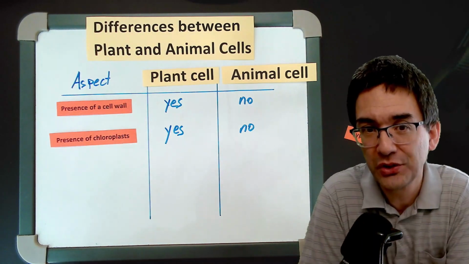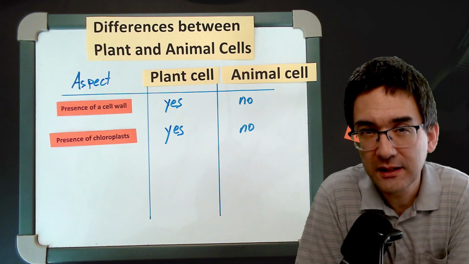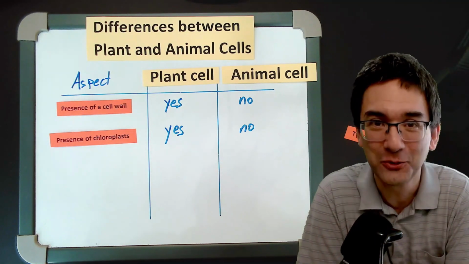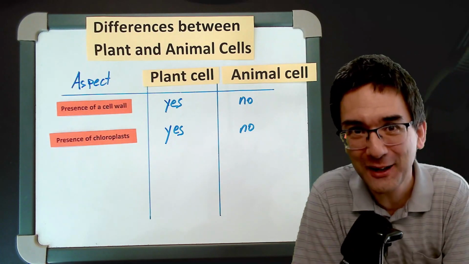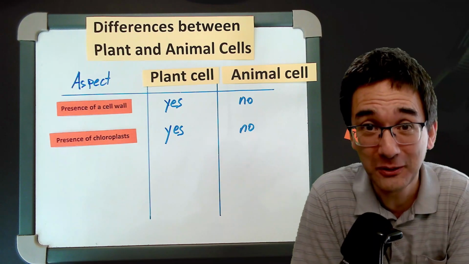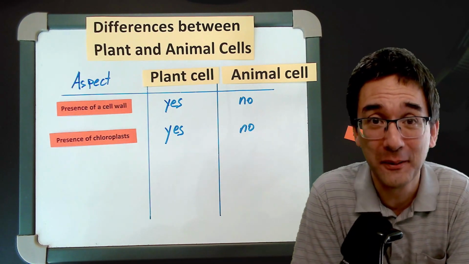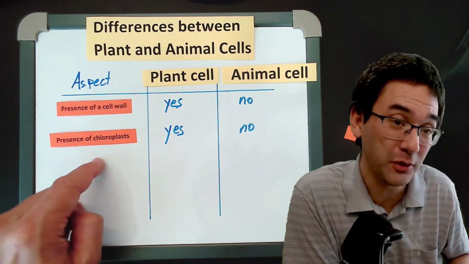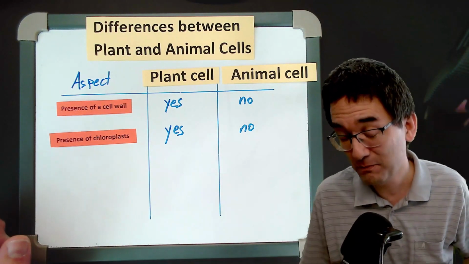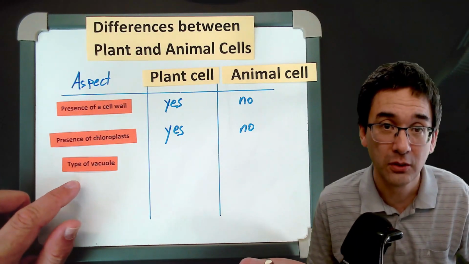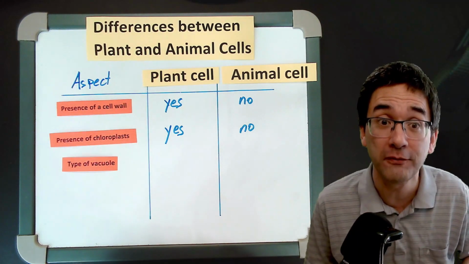What about vacuoles? Plant cells have a vacuole, animal cells do not. That is incorrect. Animal cells also have vacuoles, food vacuoles, for example, but they are smaller, and sometimes there are several of them. So the question is now, how are we going to write the aspect? My suggestion would be maybe the type of vacuole, or the size of vacuole would also be fine.